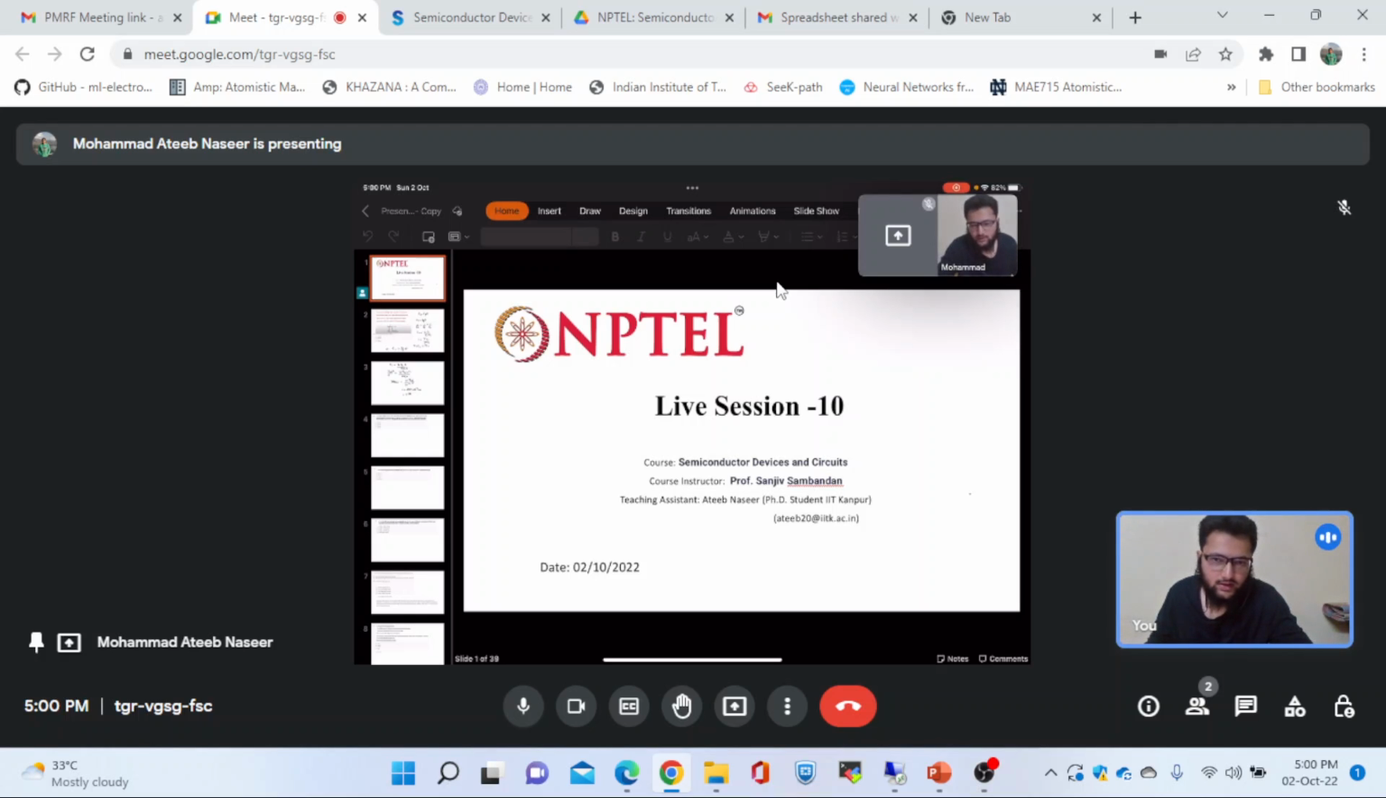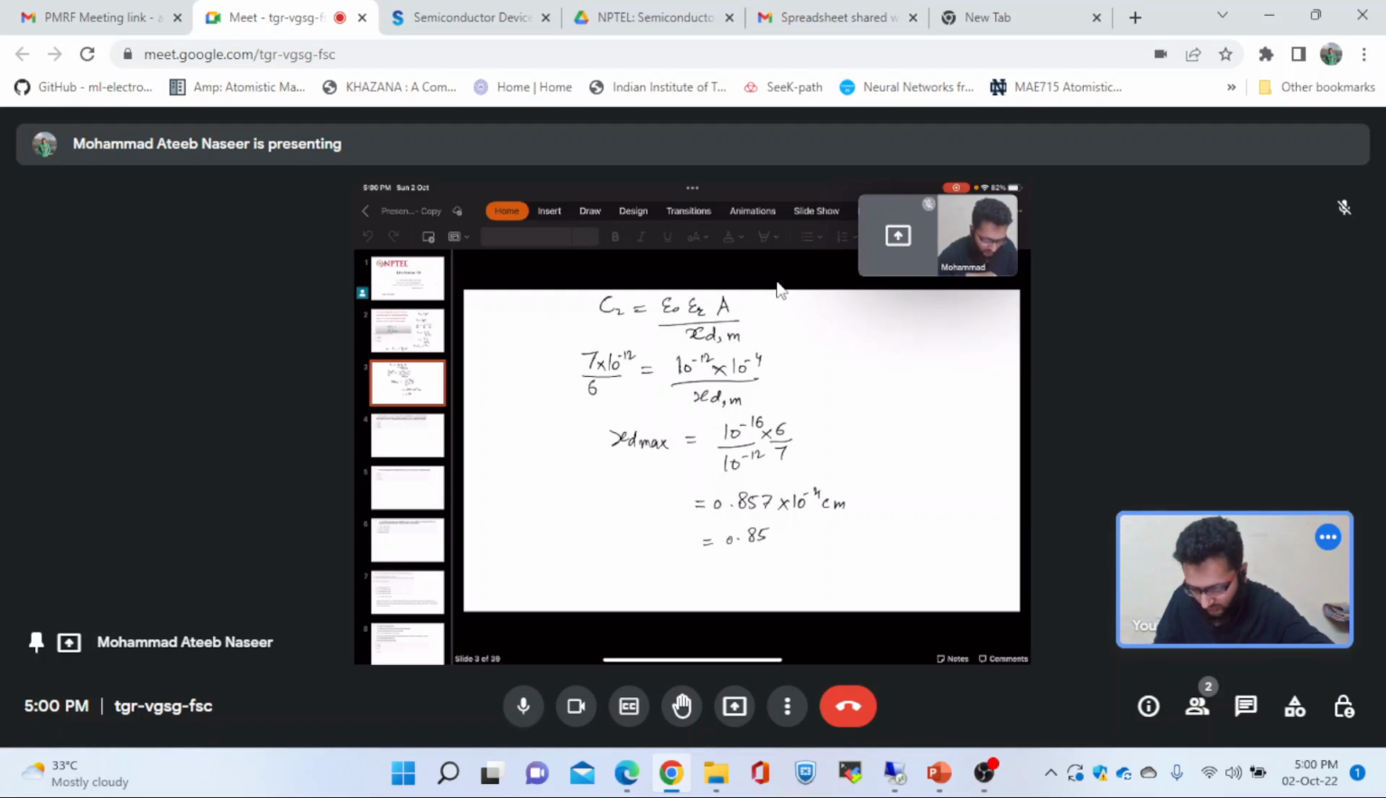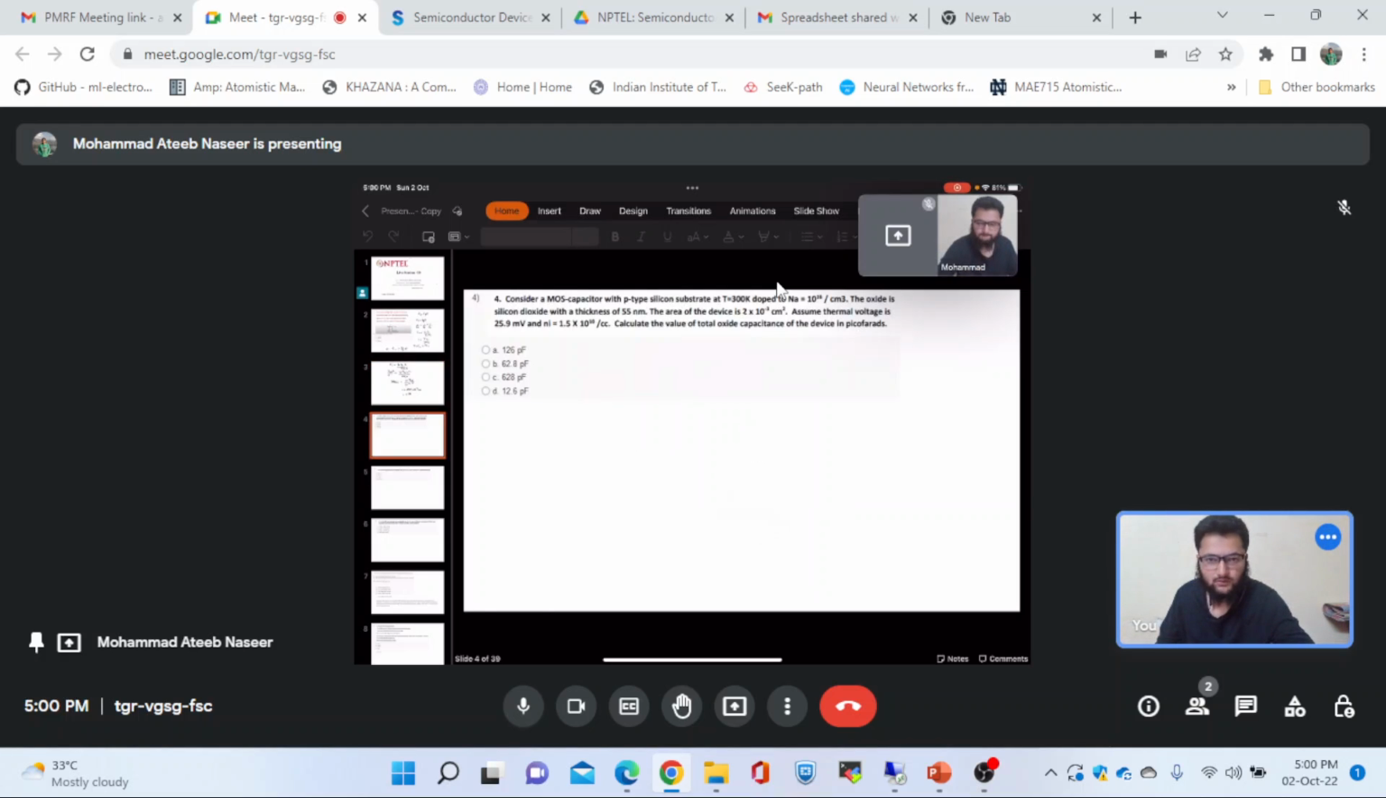So, continuing our discussion on the numerical solving of the assignment problems, previously we had solved the assignment up to question number 3. So this was the last question that we solved. Today we will be solving question number 4 first.